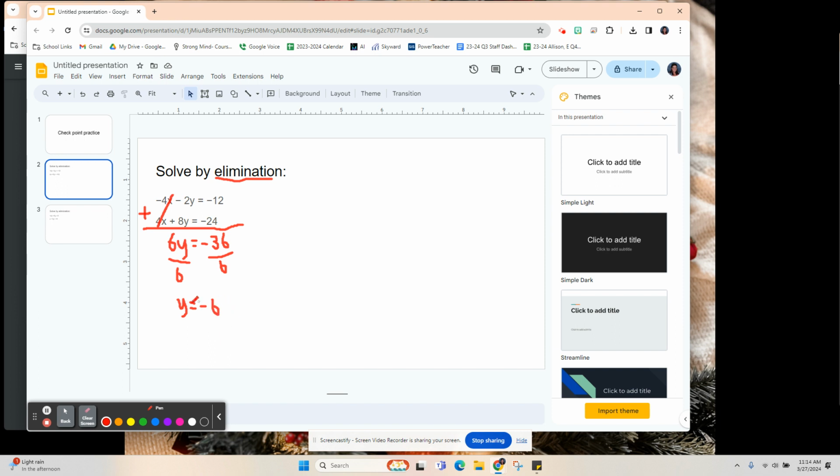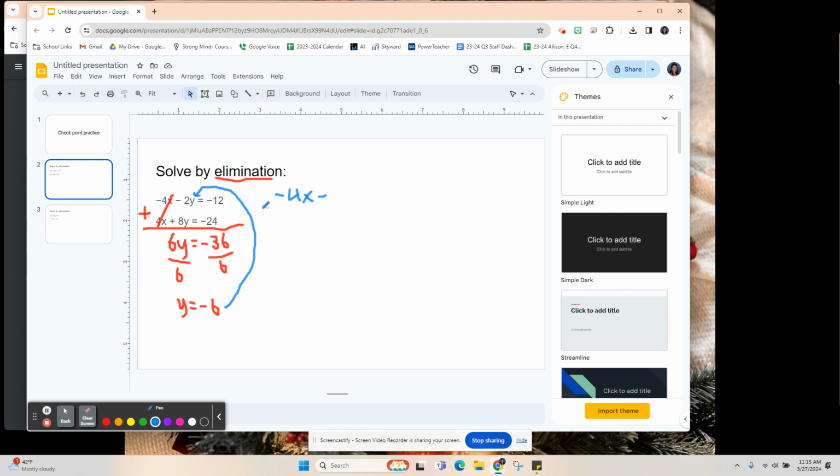So now that I have a y value, I'm not quite done because what I'm solving here is a point on my graph. So I have my y value in my ordered pair, my point, but now I need an x value. So I'm going to take this y equals negative 6 and I'm going to plug it back in. And it can plug into either one of my equations. I'm going to plug it into the top one just because I prefer to multiply by 2 instead of multiplying by 8.